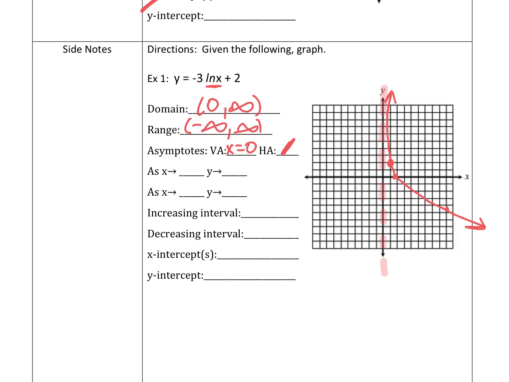End behaviors. And then for the y's, infinity and negative infinity. Good. The left arrow is going up, the right arrow is going down. Interval, what do we think there? Decreasing. Good. Copying the domain there. X-intercept. And the y-intercept. Nothing? Okay. How'd we do? Excellent.